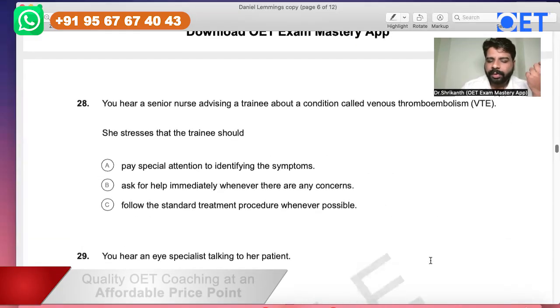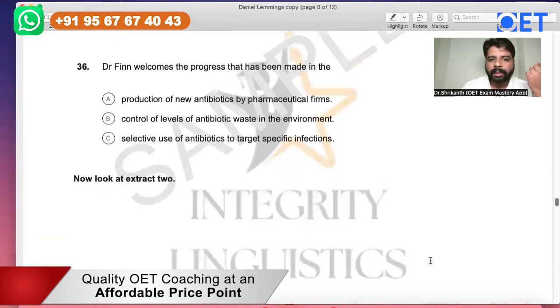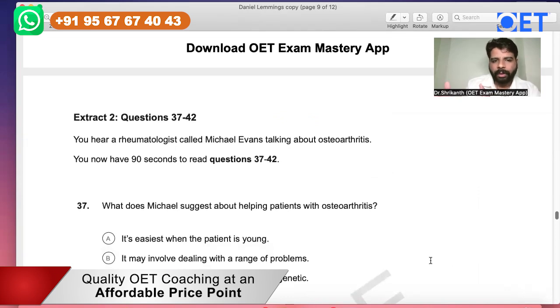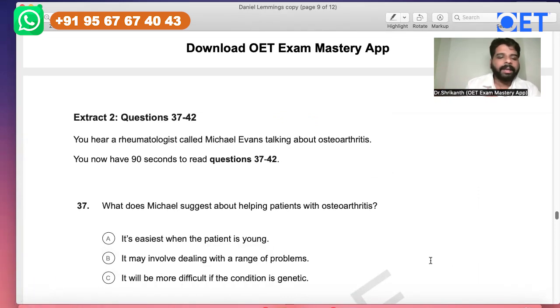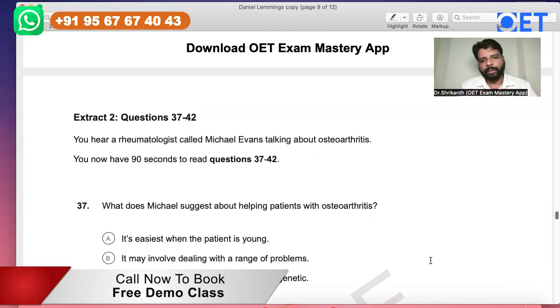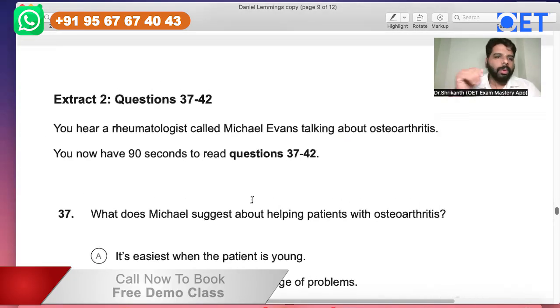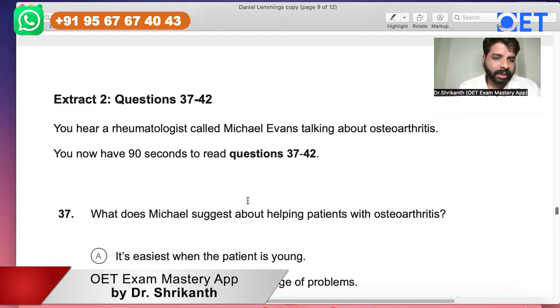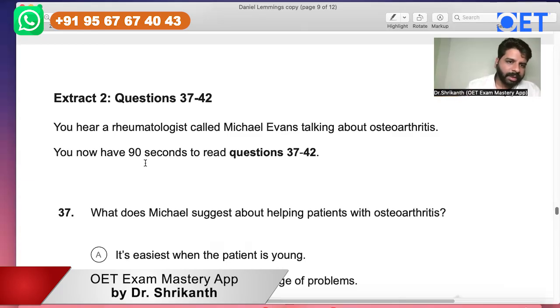But sometimes you can expect interviews. Interviews basically means a 5 minute long audio in which there will be two people speaking, an interviewer and an interviewee. So you can expect two interviews, two presentations, one interview, or one presentation. Here in this particular question paper, both the extracts are presentations. So extract 2 is what we'll be discussing today, inference type questions.